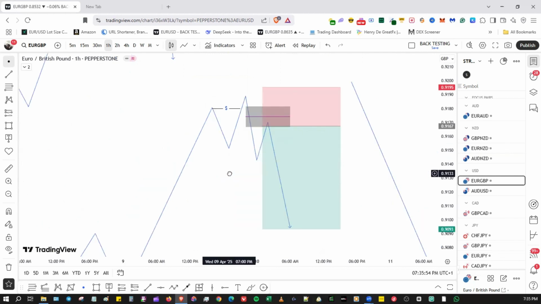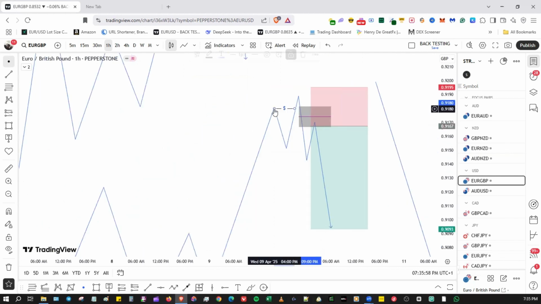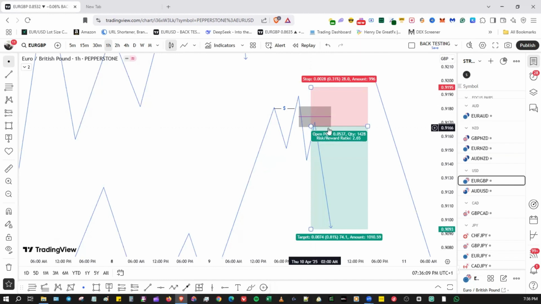The next one is this one where price sweeps liquidity of the previous high and then displaces to the downside. Now, sometimes, lest I forget, I don't want to complicate things, you're going to see order block and fair value gap. You have to wait for order block and fair value gap for you to pick your entry.